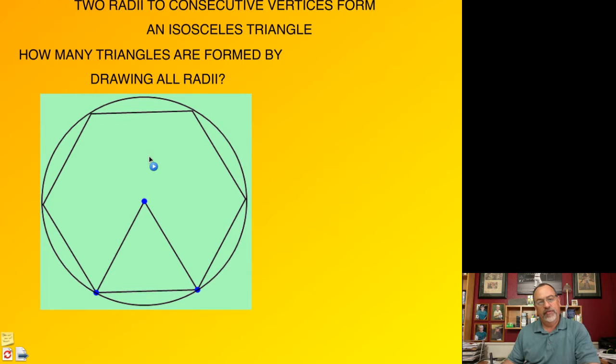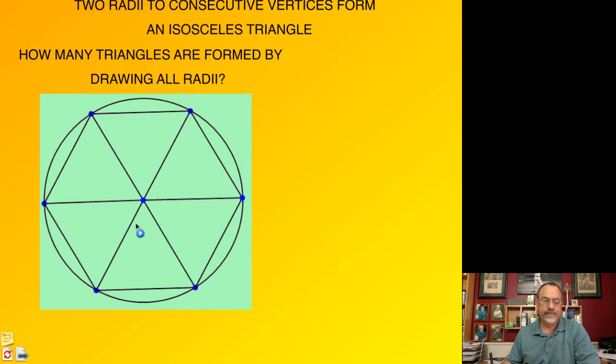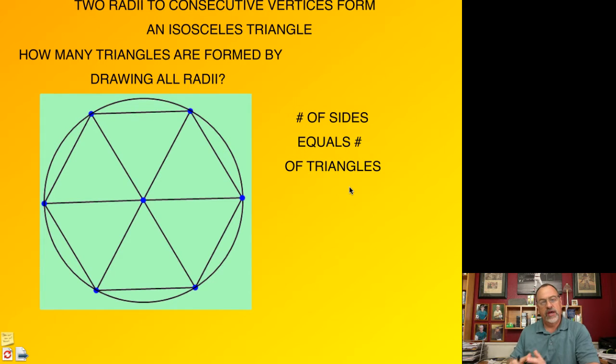Now, how many triangles are formed if I draw all the radii? If you did a little investigation here, you would come to know that however many sides there are, that's how many equal triangles are formed when you draw all the radii. This is a 6-sided figure, so I'm going to get 6 triangles. If I had an 8-sided figure, I would get 8 triangles. If I had a 10-sided figure, I would get 10 triangles.